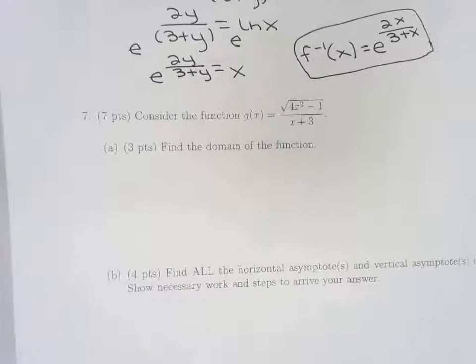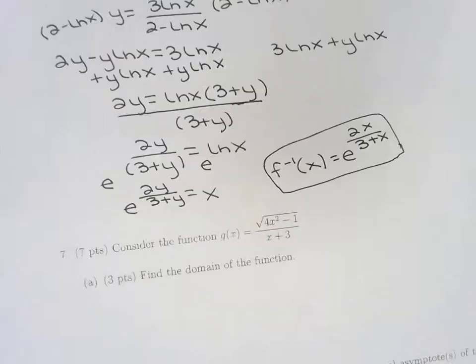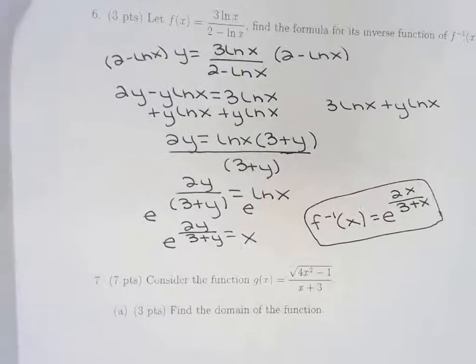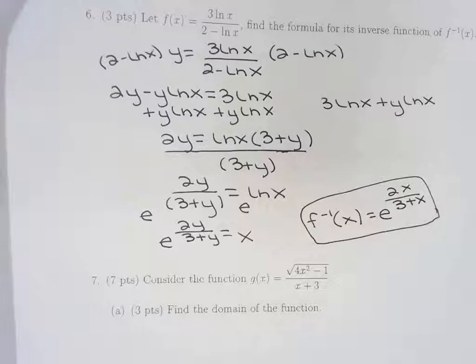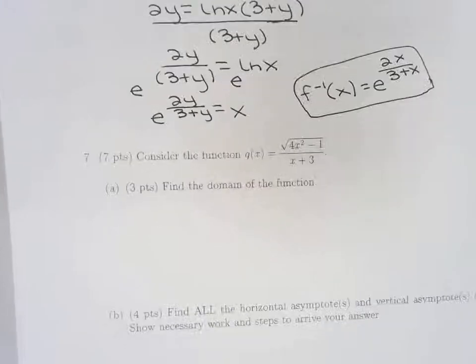f inverse of x is e to the 2. E to the 2y power? No, it's 2x. Oh, so we did do it right. You just swapped it out at the end. Yes. Either way you do it, it's fine. I was so confused.